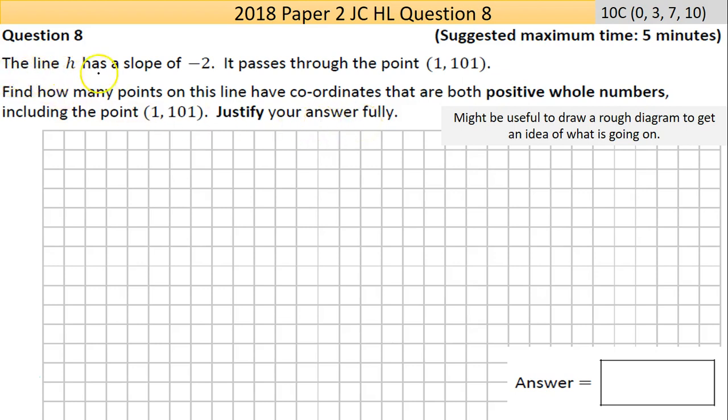So the line H has a slope of -2. Okay, so I know it's going down, it's negative. It passes through the point (1, 101). Now, pretty big y value. So it's your x value here, y value here. Find how many points on this line have coordinates. So again, a coordinate is an x and a y that are both positive whole numbers. Okay, including the point (1, 101), and then justify your answer.